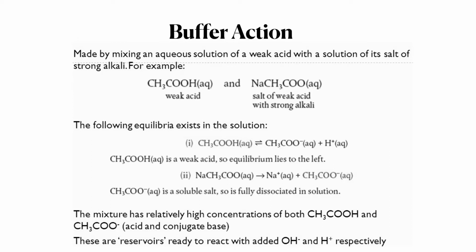So, for acidic buffer, we will take the example of CH3COOH and CH3COONa. It is written as NaCH3COO. First understand that an acidic buffer is made from a weak acid and a solution of its salt. Here in this case the weak acid is CH3COOH and the salt is CH3COONa.